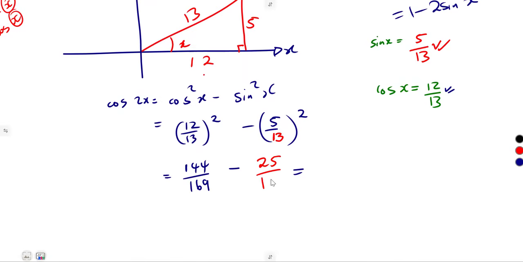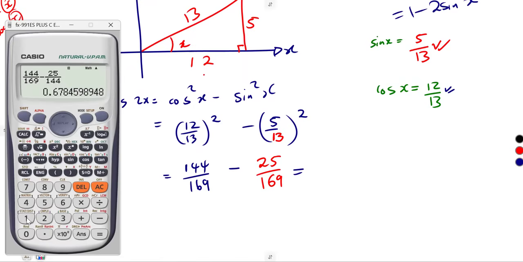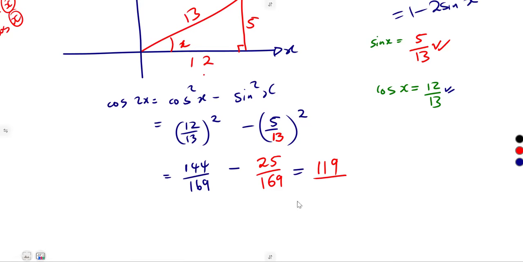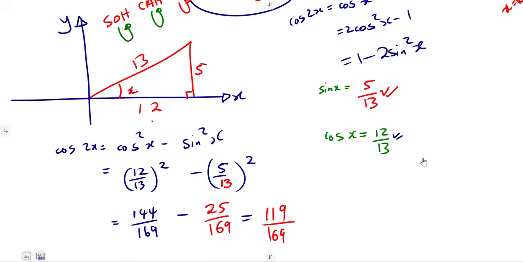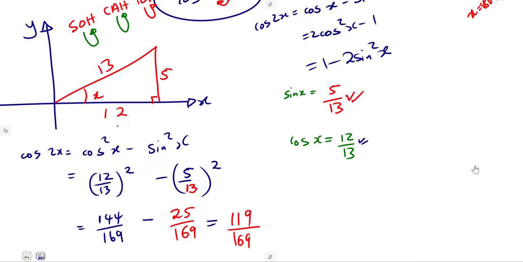So this means it was going to be 25 over 169. Okay, so let's see. 144 over 169 minus 25 over 169. So this can happen. We have the fraction that we need here. So this is 119 over 169. If you check, it must be the same even if we used any one of these.